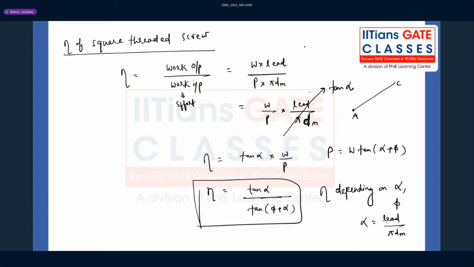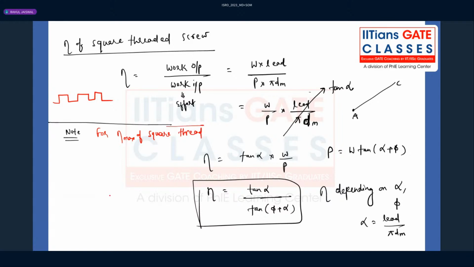When will this particular efficiency be maximum? There is a certain mathematical procedure. I'm not doing that mathematical procedure. You just note down, for maximum efficiency of square threaded, this thread. We are not having any discussion regarding Acme or other trapezoidal threads. I'm talking about square thread.